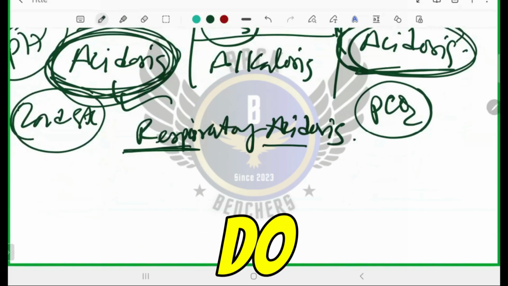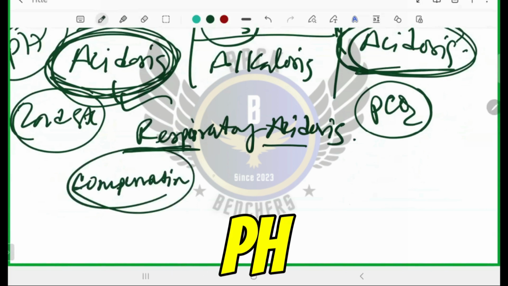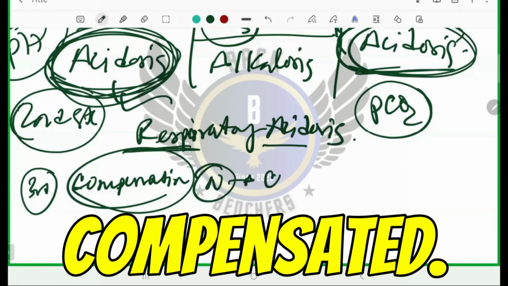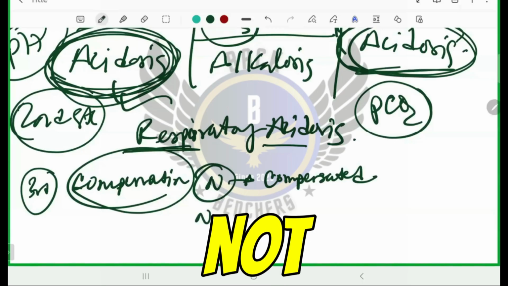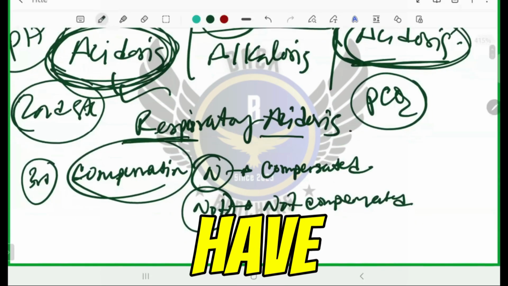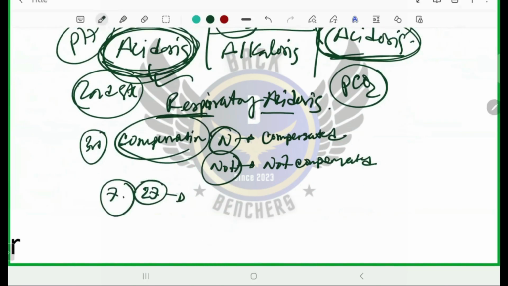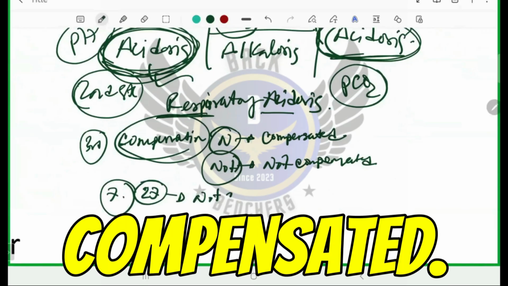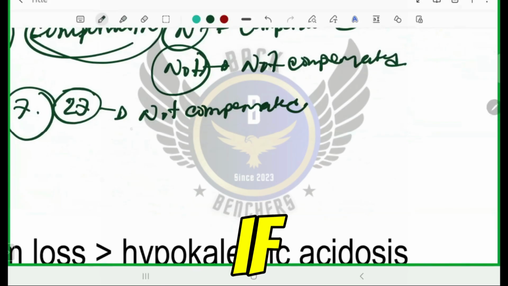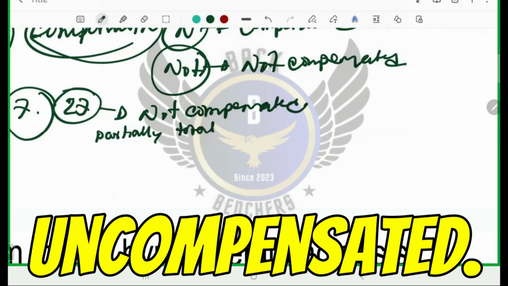Now what will we do? We will see about compensation. In the third step, if pH is at a normal level, it is compensated. If pH is not at a normal level, it is not compensated. Here we have a pH of 7.27, so this one is not compensated. Now, if it is not compensated, we will talk about whether it is partially compensated or totally uncompensated.